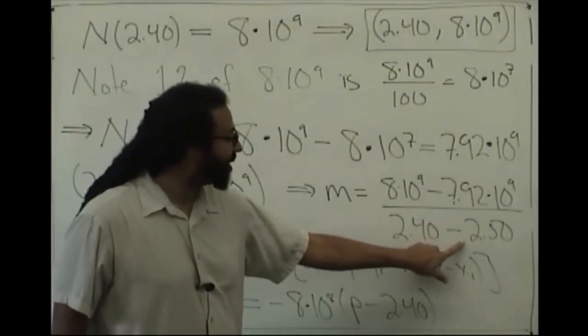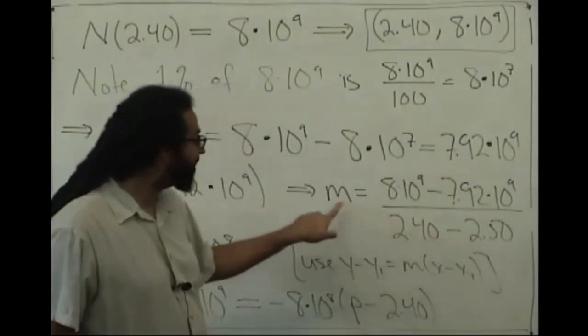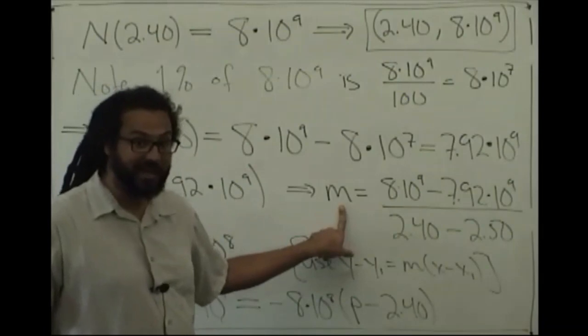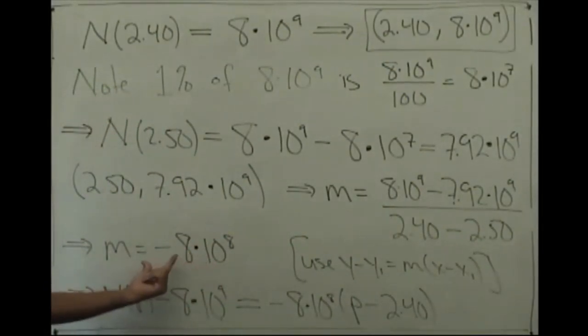Notice here in the denominator we got negative 10 cents. That's going to make this fraction negative. Remember, we want the slope to be negative, and so it is. And so in this case, we get negative 8 times 10 to the 8th.